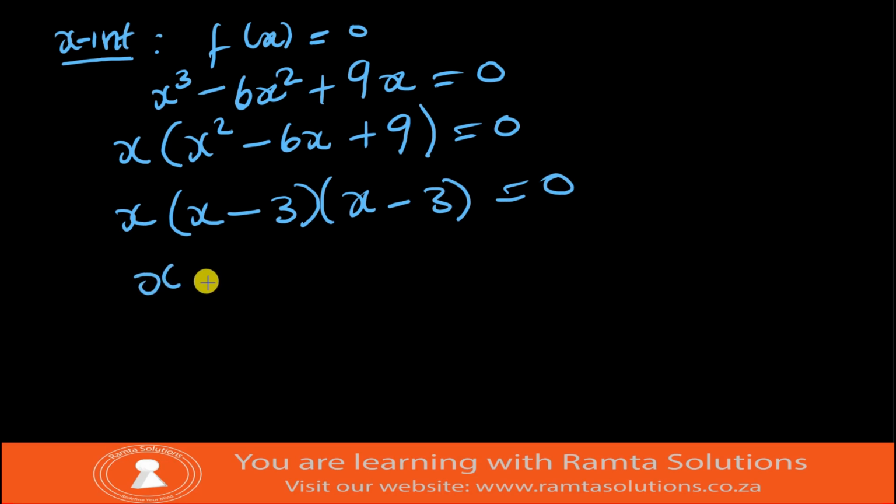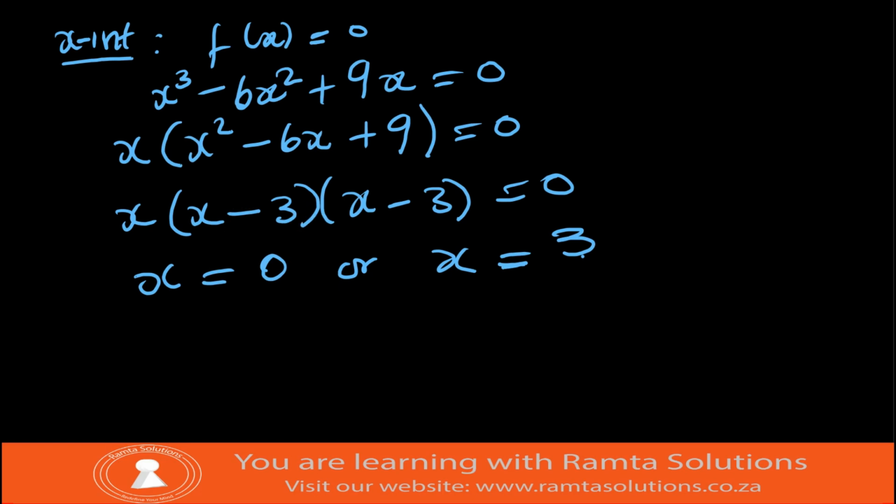They are x equals 0 or x equals 3, because you can see it is repeating. x equals 0 or x equals 3. All right, perfect. We are done with the x-intercept. Now let us look at stationary points.